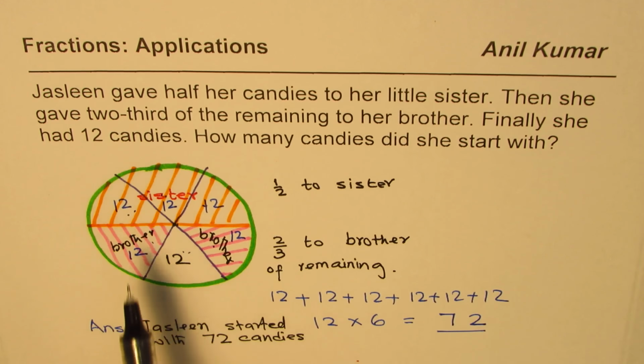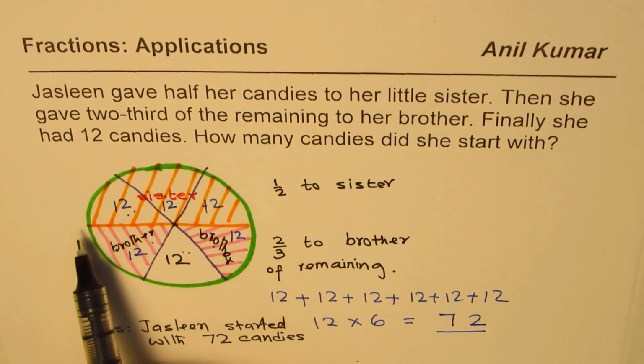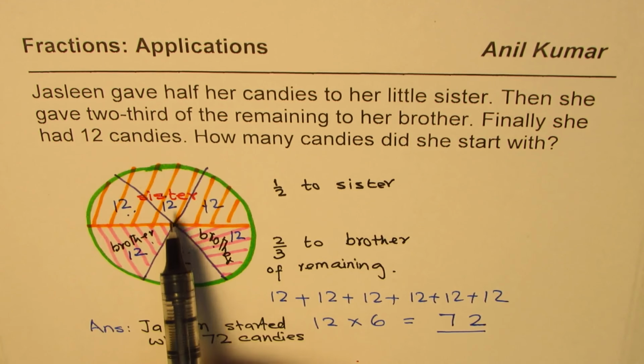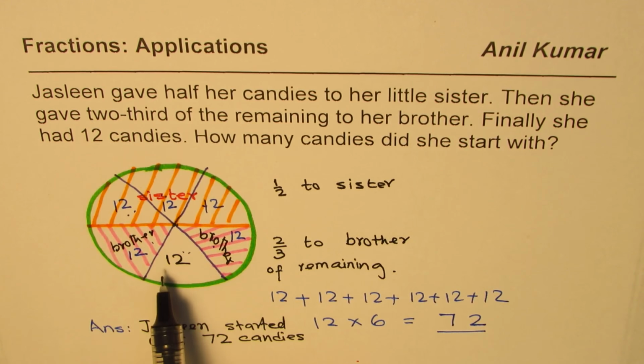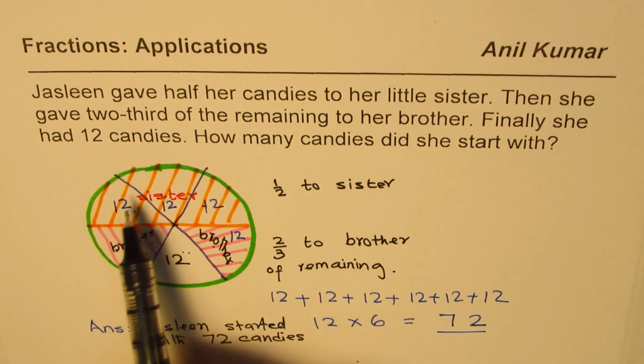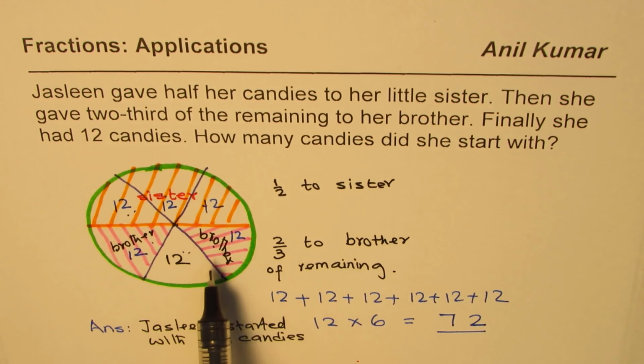So fractions basically is part of the whole. So we started with the whole, divided into 2 equal parts, gave 1 to the sister. The remaining half was divided into 3, out of which 2 were given to the brother, 1 was left. Since we know how many candies were left, we know these are 12. And all other parts, we had 6 equal parts. So 12 times 6, 72, is the total number of candies which Jesslyn had. I hope it makes sense.